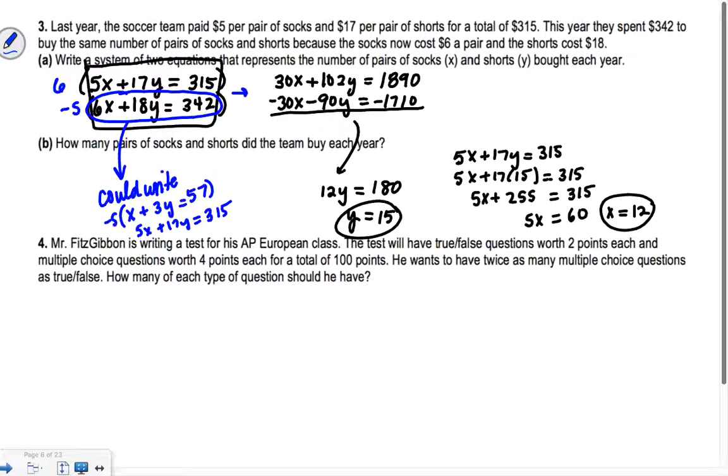Or you could do the substitution. Yeah, or you could like solve for one of them and do substitution, right? So especially when you had this, do you guys see what Jacob's saying? Like you could solve for x and say x equals 57 minus 3y and then plug it in. Substitution.